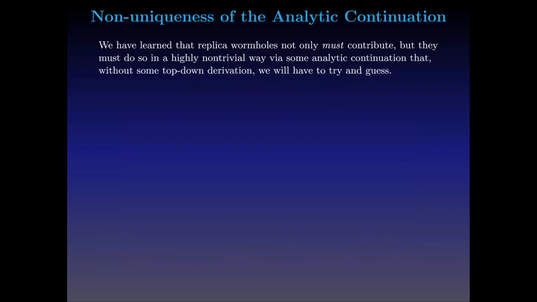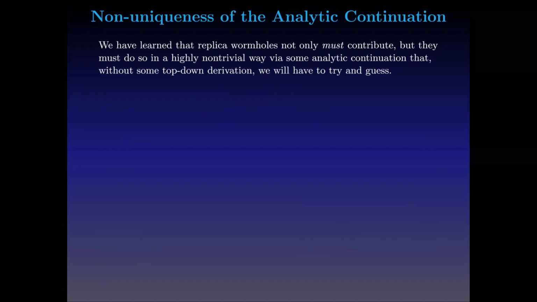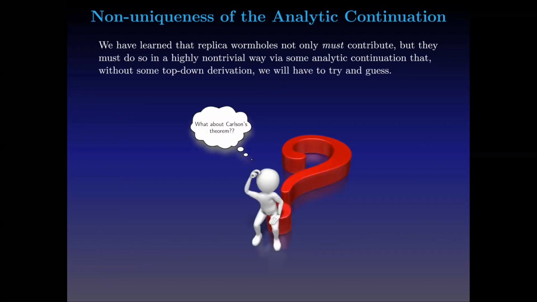So we have learned that replica wormholes not only must contribute, since the annealed free energy is severely pathological, but they have to do so in a highly non-trivial way. There's some analytic continuation that, without some top-down derivation, we're going to have to try and guess. And I mean, we were hoping we would be able to figure it out, but it seems that this is something that must be inherited potentially from quantum gravity, the correct analytic continuation.